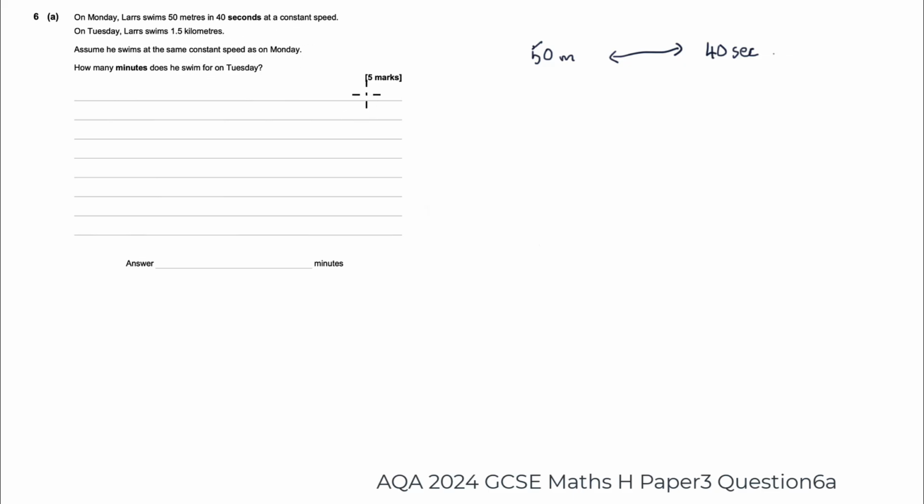So the constant speed means that we can work out 1,500 metres, which is what 1.5 kilometres is equal to. Remember, 1 kilometre is 1,000 metres. So 1.5 will be 1,500 metres.